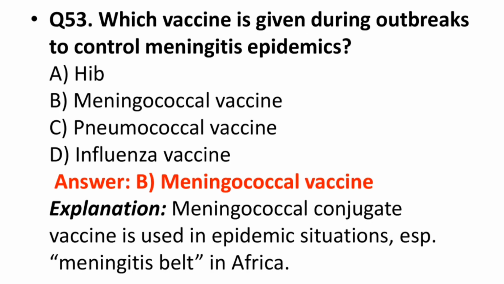Which vaccine is given during outbreaks to control meningitis epidemics? Option A Hib, option B meningococcal vaccine, option C pneumococcal vaccine, option D influenza vaccine. The correct answer is option B meningococcal vaccine. Meningococcal conjugate vaccine is used in epidemic situations, especially the meningitis belt in Africa, and is given during outbreaks to control meningitis epidemics.